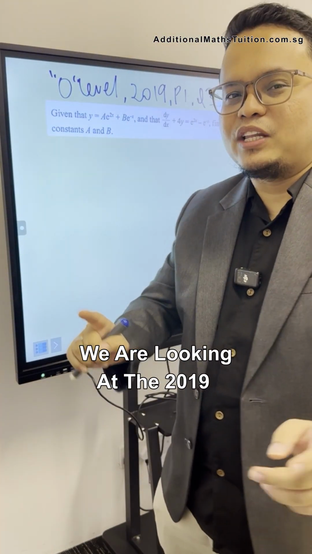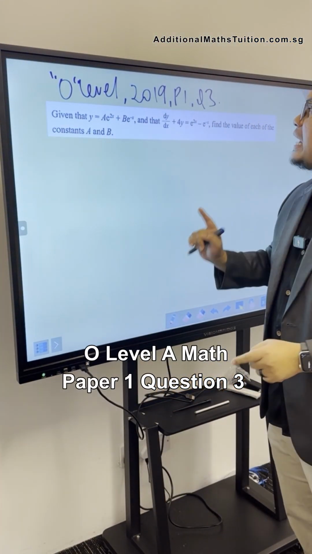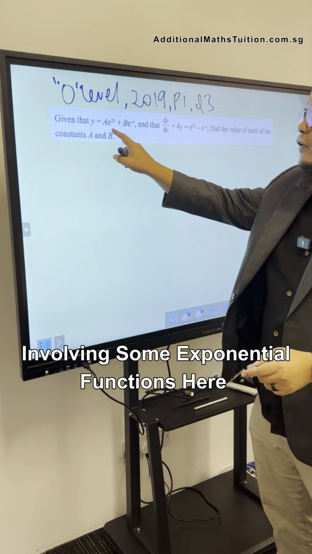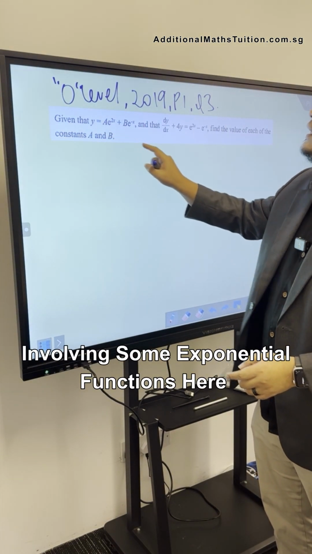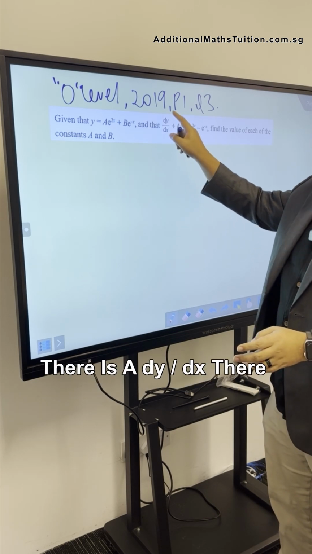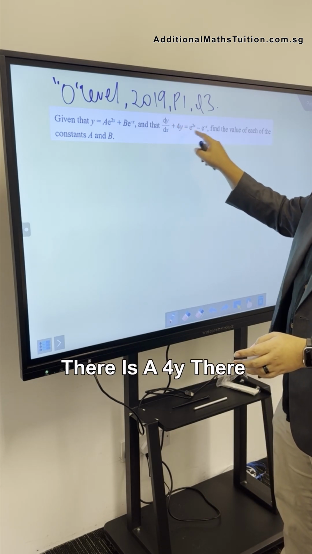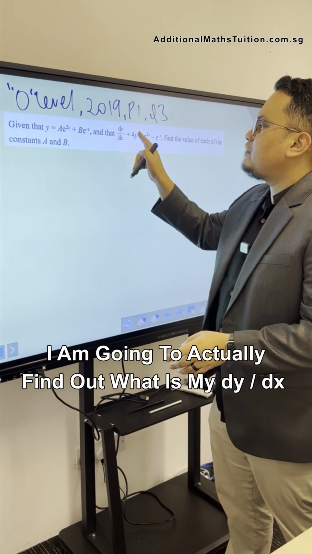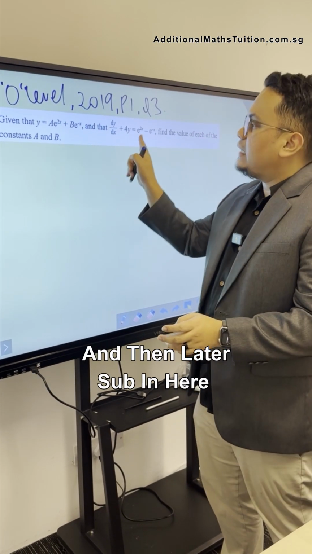Hi guys, we're looking at the 2019 O-Level A-Math Paper 1 Question 3. Now, we're given an equation involving some exponential functions here, and we are also given this equation. There's a dy dx there, there's a 4y there, and you have some exponential functions on the right. Now, what I'm going to do here first is I'm going to actually find out what is my dy dx, and then later sub in here.